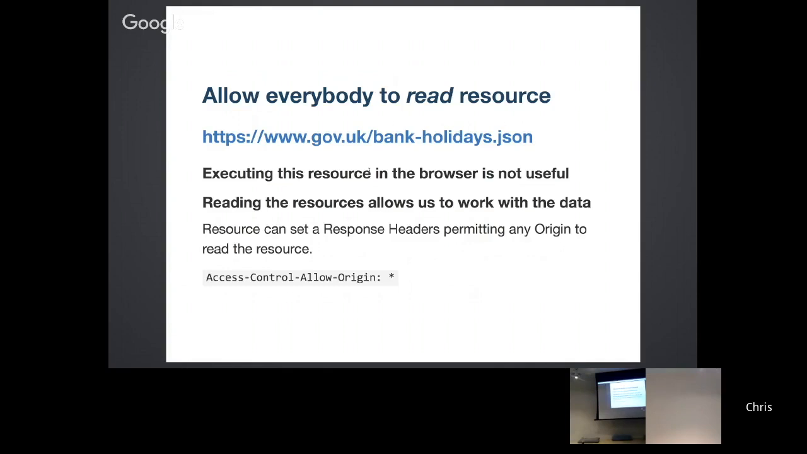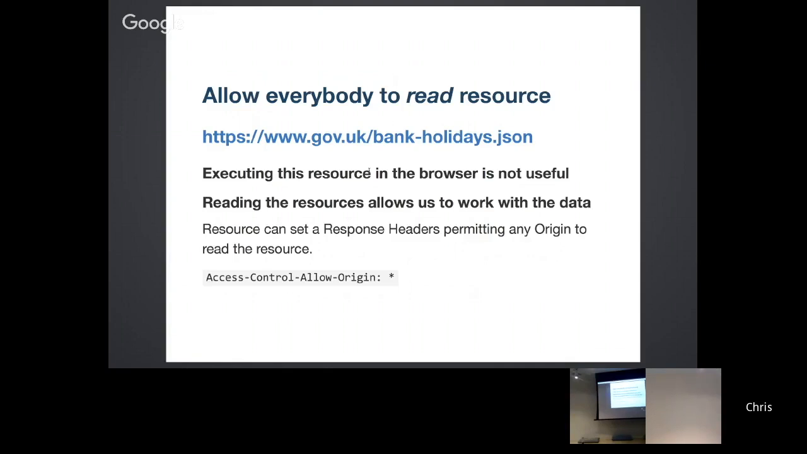Now, one thing that we're allowed to do with this resource, because it's cross-origin, is execute the resource. A way you could think of a resource being executed in the browser would be to spin up an iframe, point that at bankholidays.json, and the browser is going to go fetch that JSON for you, execute it, and render a representation of the JSON in the iframe. But that's kind of dumb. It's not very useful. So yeah, we can fetch the data, but we're not allowed to read it.